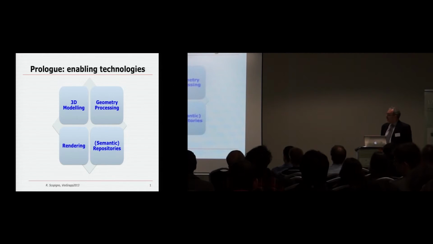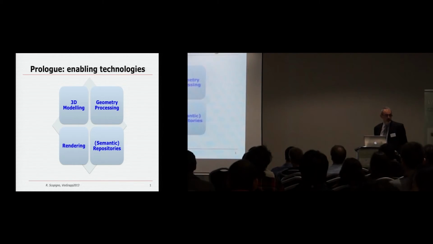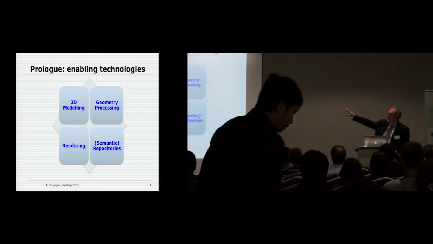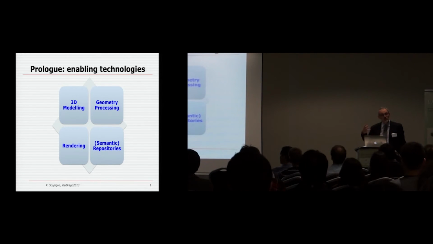And the fourth one, geometry processing, is usually intended as technology which allows us to build the 3D model. So you can consider it the most important subset of the 3D modeling stuff. But in reality, it's also another important component for processing the digital models in order to build up other knowledge on top of the plain representation.